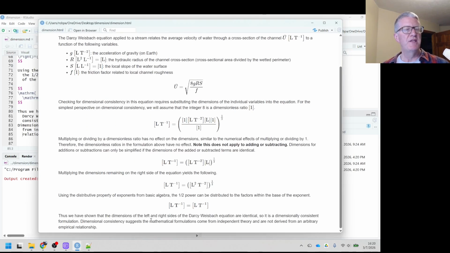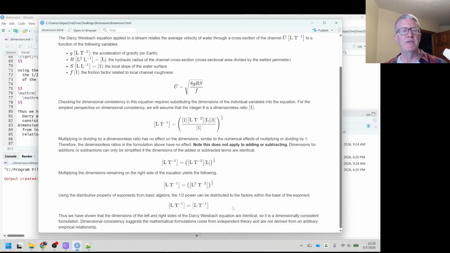So we've shown that the dimensions of the left and the right side of the Darcy-Weisbach equation are the same dimensionally. So it's a dimensionally consistent equation. Now what this means is that it's probably an equation that's derived from independent theory as opposed to just an arbitrary empirical relationship. A lot of the times the equations that we use that are dimensionally consistent come from a derivation from more specific theory about how the world works or how reality works.